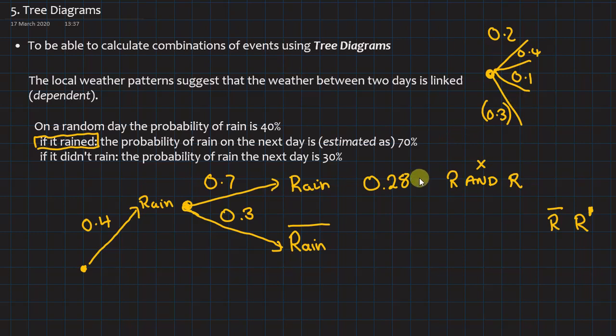Now, bringing in some of the words that we've used before, these 2 stories here are mutually exclusive, because over the 2 days it could be that it rains and it rains, or it could be that it rains and it doesn't rain. Well, you can't have both stories happening at the same time. Therefore, these are mutually exclusive events, which is why these diagrams are able to calculate these probabilities.